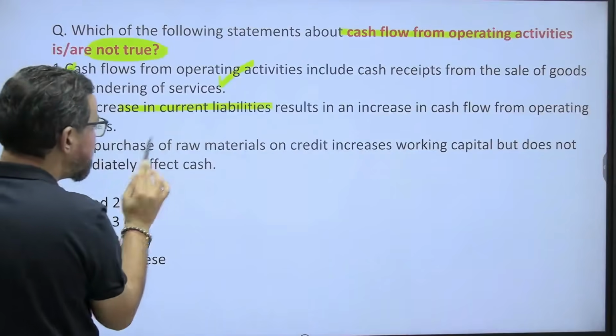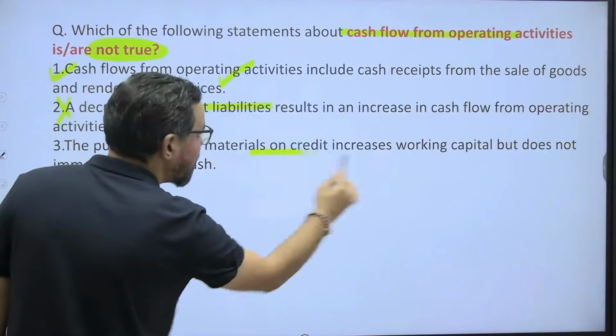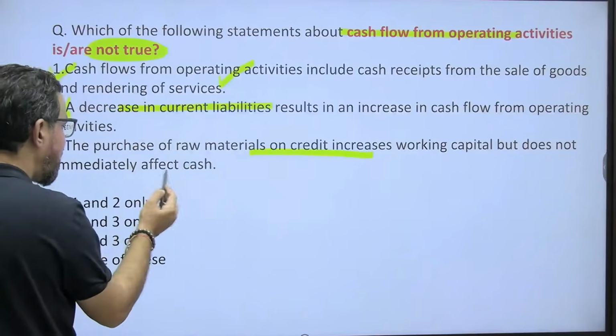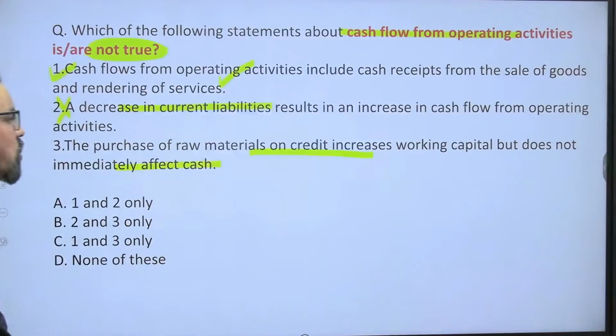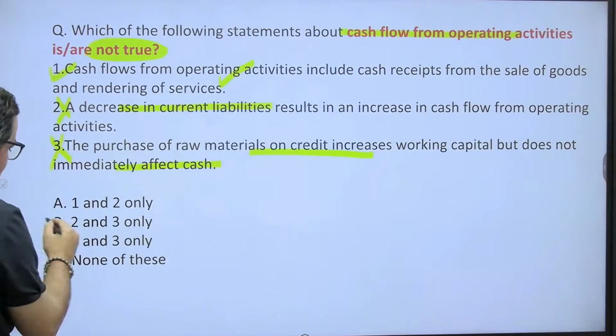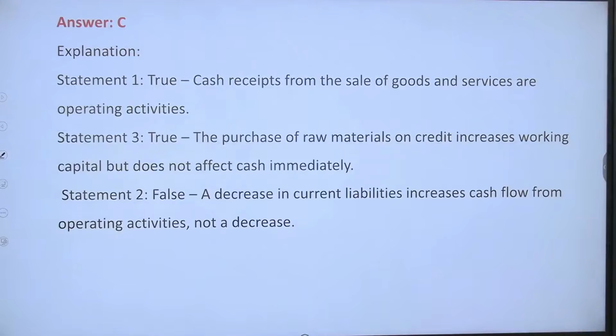The purchase of raw material on credit increases working capital but does not immediately affect cash. So it increases the working capital. Purchase of raw materials on credit increases the working capital. It increases but it will affect the cash also, because both are current assets and current liabilities. So 2 and 3, do we have? Yes, B should be the right answer. Okay, C is the right answer. Sorry.